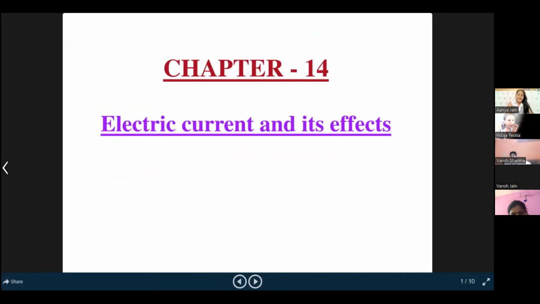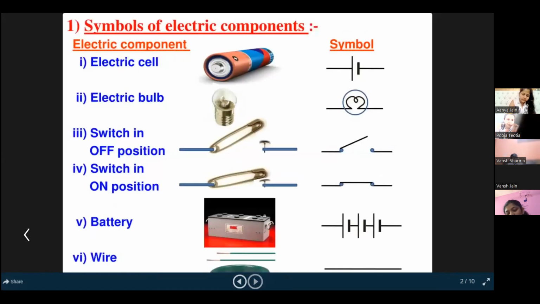Today we'll revise chapter number 14, electric current and its effect, with the help of PPT. And afterwards, we'll do the assignment of this chapter.